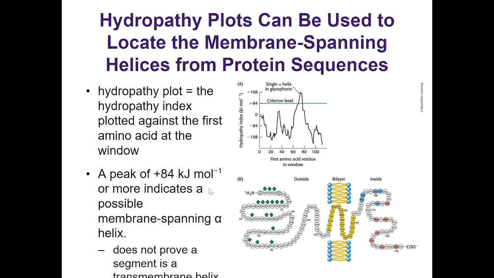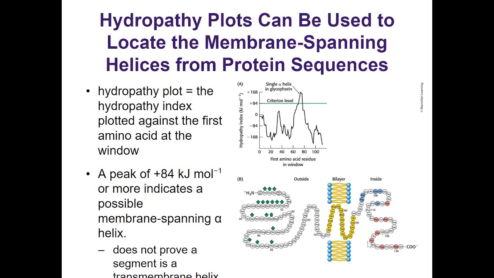So the peak at plus 84 kilojoules per mole or more will indicate a possible membrane spanning alpha helix. This does not prove a segment is a transmembrane helix. It just proves it could be. Okay? It could also just be hydrophobic because it's going to do a hydrophobic interaction with another part of the protein, right? Or it's going to hold together subunits. It could be not exposed in the right way to be able to get into the bilayer.